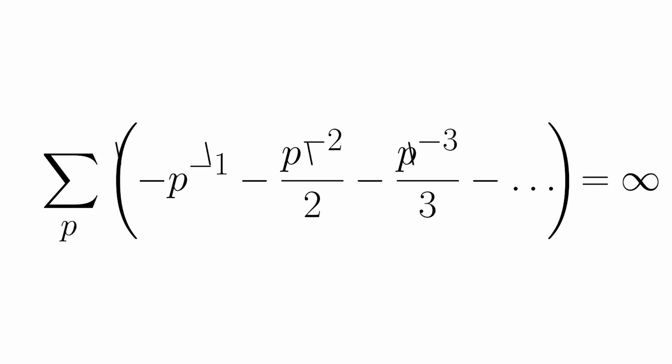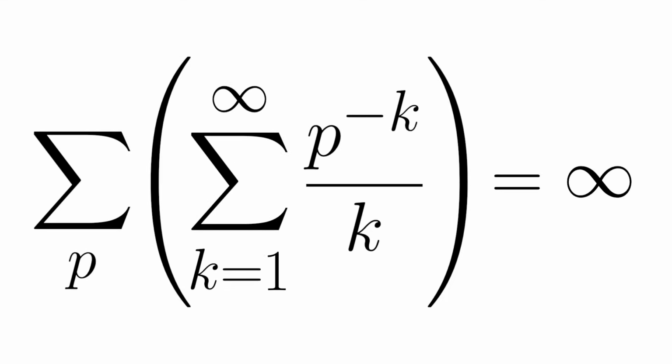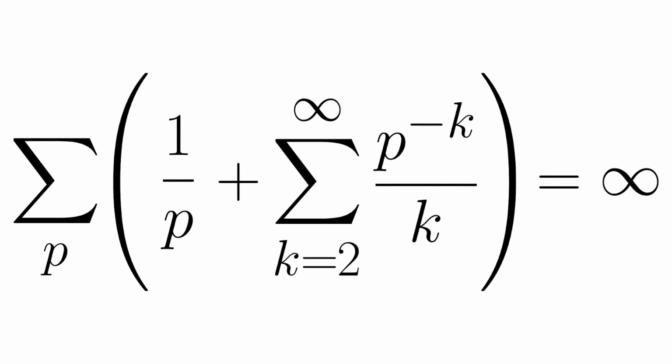And so our conclusion here is that if we now take the sum over the primes p of the sum as k goes from 1 to infinity of p to the minus k over k, that sum is infinite. Now, the first term in each of these inside sums is exactly 1 over p. And so what I'm going to do here is separate out the 1 over p piece from all of the other pieces. So, namely, I'm going to rewrite this as the sum over p of 1 over p plus the sum as k goes from 2 to infinity of p to the minus k over k.